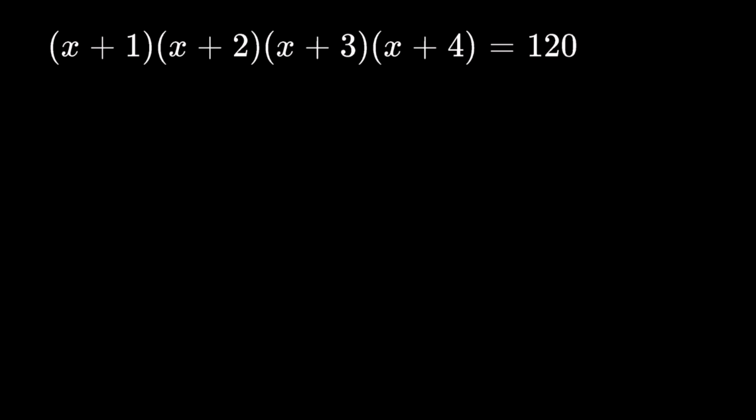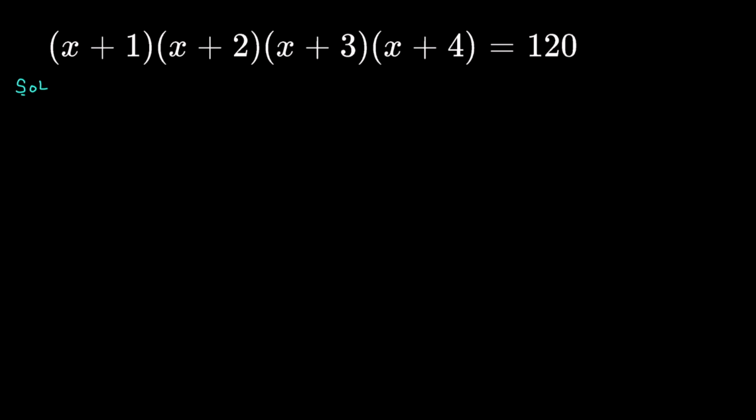Here we have to solve for x, that is, find the value of x, and the condition is that without expanding, we can't multiply these factors to form a biquadratic. So how do we solve it? There is a trick behind it.